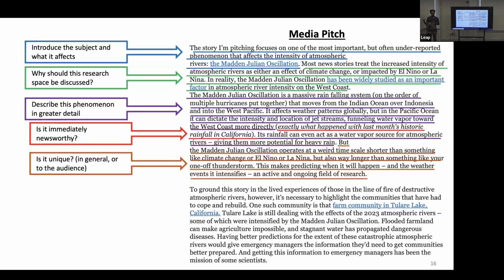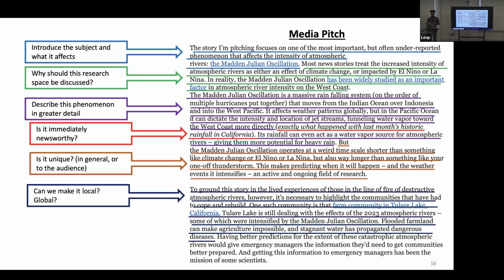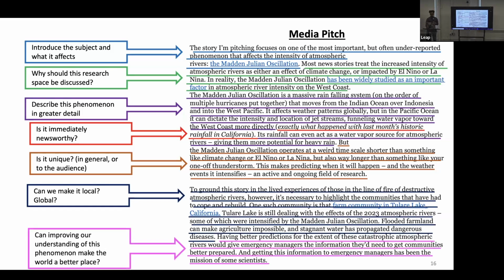We have to tell people why they should think it's unique is kind of the big question. And then, audience: is it local or global? Who does it affect? Why is it meaningful? In this case, California farmers are really impacted by atmospheric rivers, and they should really know how to help, like what makes their lives worse given climate impacts and things like that. And then finally, does it make the world a better place knowing this, right?